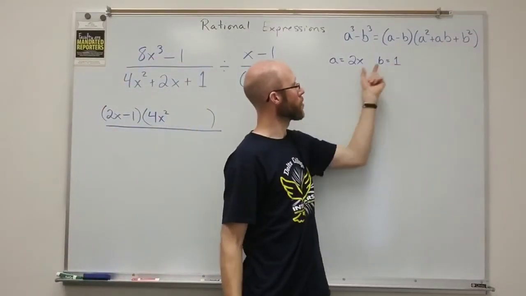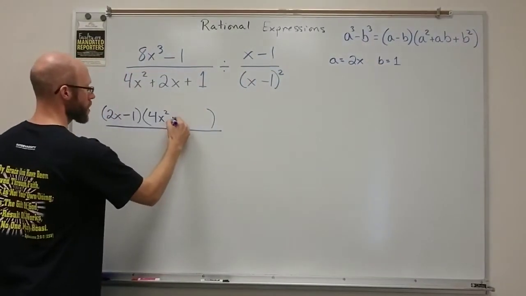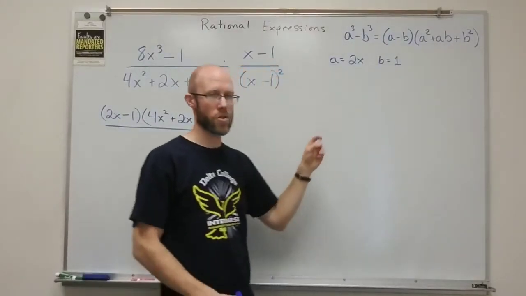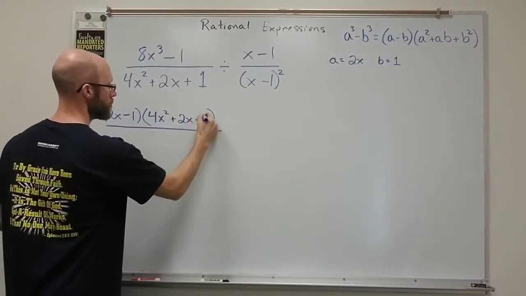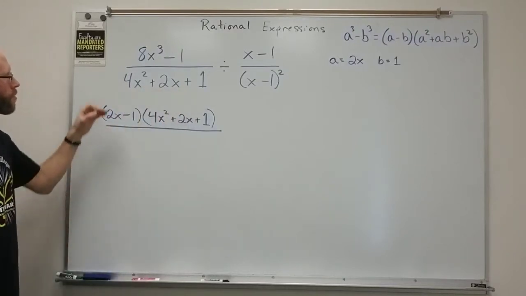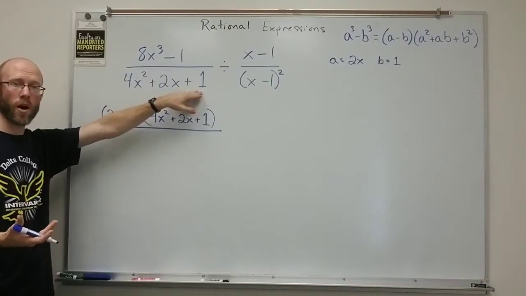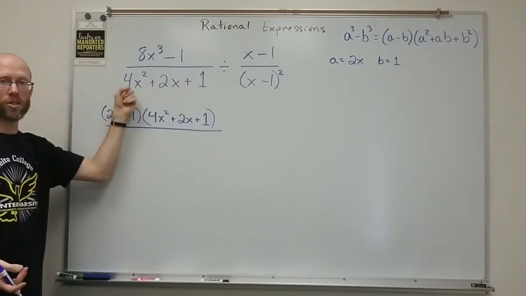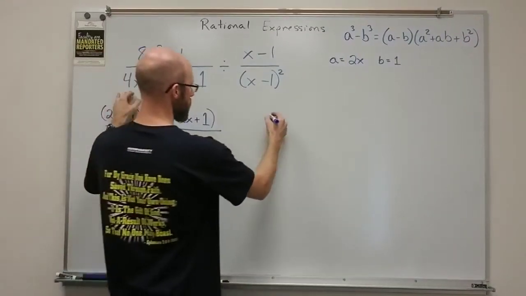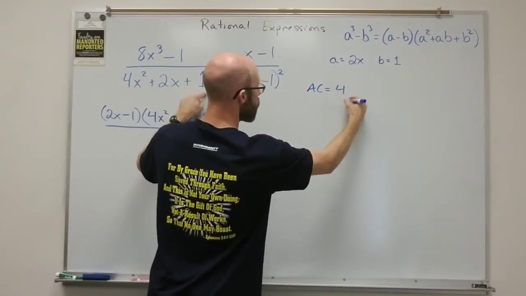You get ab, well, ab is 2x times 1, which is just 2x, so that's plus 2x. And then b squared is 1 squared, which is just 1. Okay, here, 4x squared plus 2x plus 1, I want to try to factor that. It is a trinomial. Leading coefficient is not 1. If I were to factor that, think about this. The AC, 4 times 1, is 4.